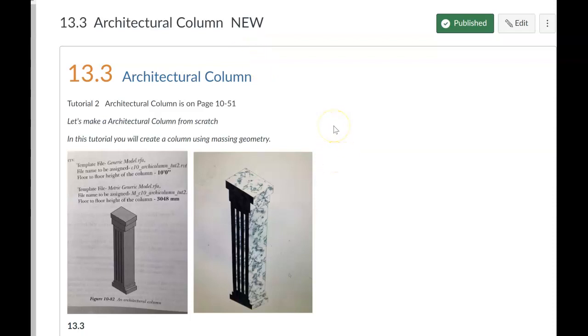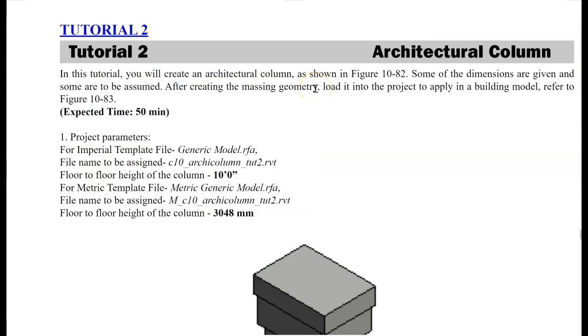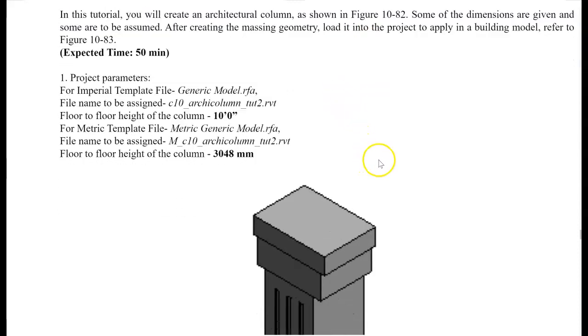Today we're going to work by creating an architectural column, almost a more flat style of column. And let's go ahead, we can create this and add it to our work of architecture. I am in the book Exploring Autodesk Revit 2024, and I am on page 10-52, looking at tutorial number 2, which is an expected time of 50 minutes. It's the architectural column. It looks like this.